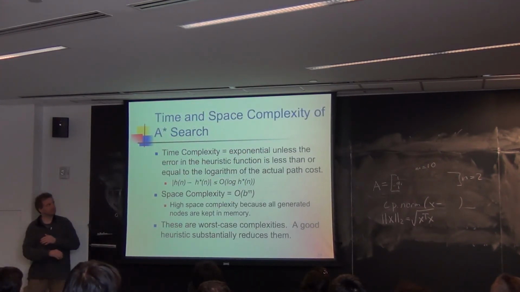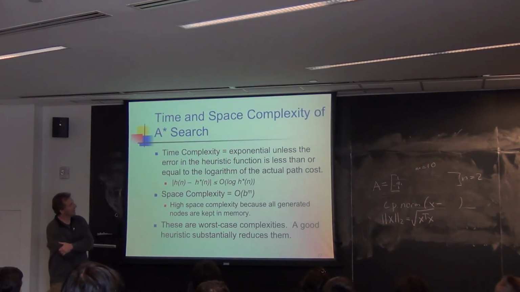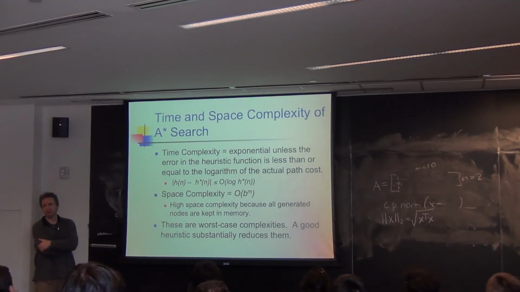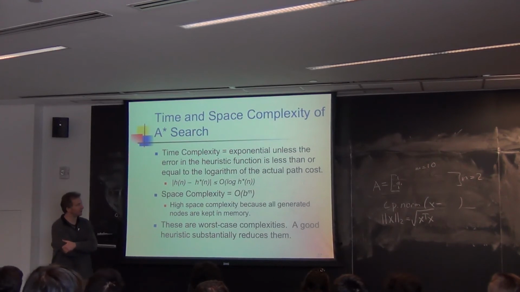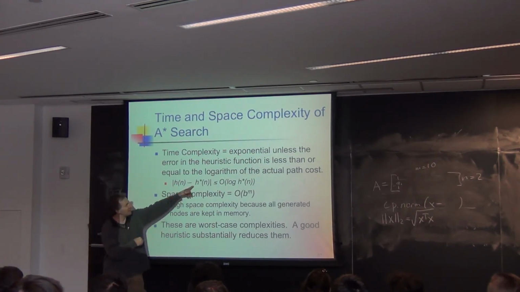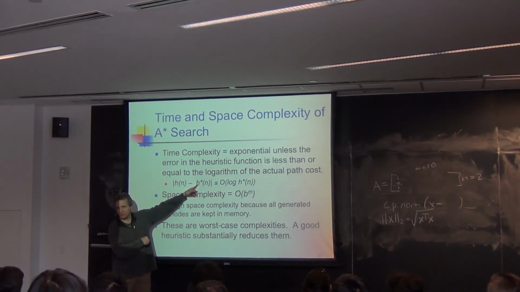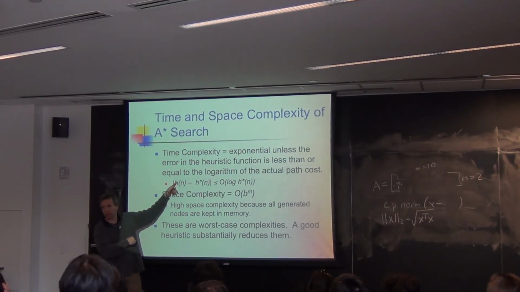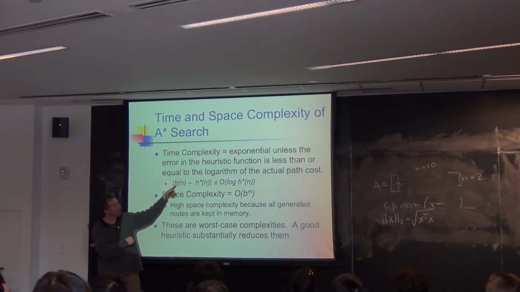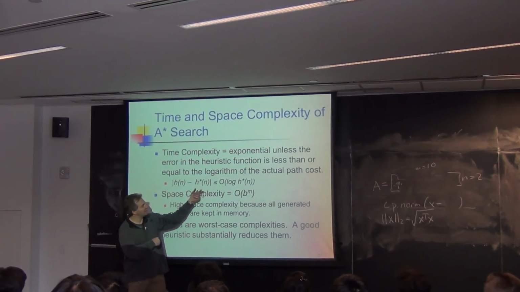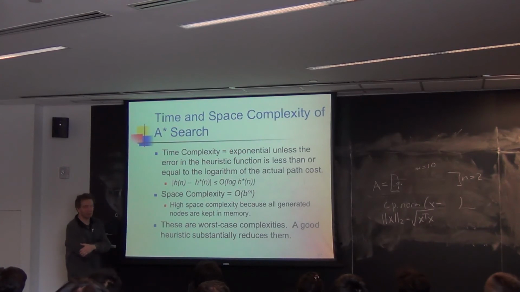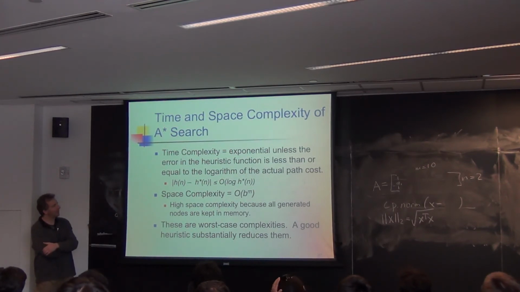Okay. So here we go into some of the issues with it. Worst case, you have to expand the whole tree, and it's exponential, unless the error in the heuristic function is less than or equal to the logarithm of the actual path cost, meaning the difference between the actual cost to get from a state to the solution versus what you estimated in your heuristic value. If that error is not less than the logarithm of the actual cost to get down there, then it can be exponential, exploring the whole tree, so it can be bad.